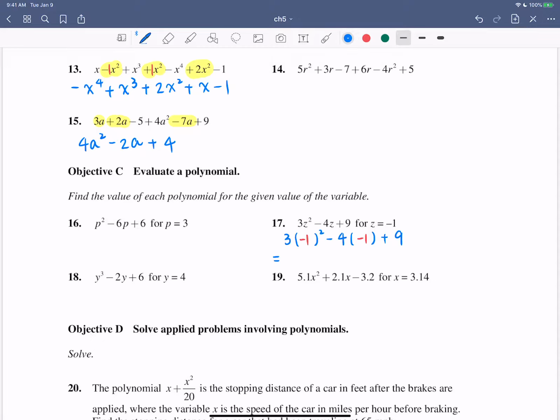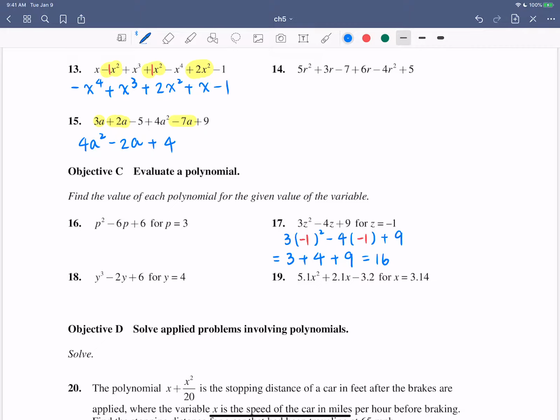Now let's follow the order of operations to calculate. PEMDAS. We do have parentheses, but there's just a number inside parentheses, so we're going to do exponent next. There is (-1)². If you do that, you're going to get +1. And then we have multiplication. 3 times 1, that is 3. The second part, you have -4 times -1, that is +4. And finally, you have a constant term, +9. So this is the expression after we follow PEMDAS. Keep calculating. We have 3 plus 4 plus 9. That is simply 16.